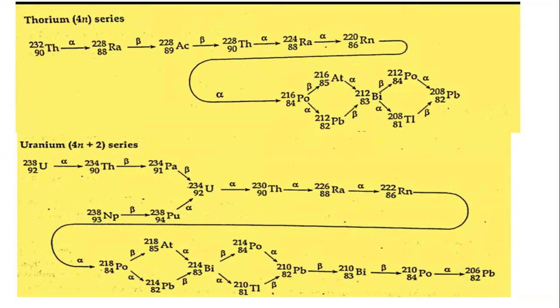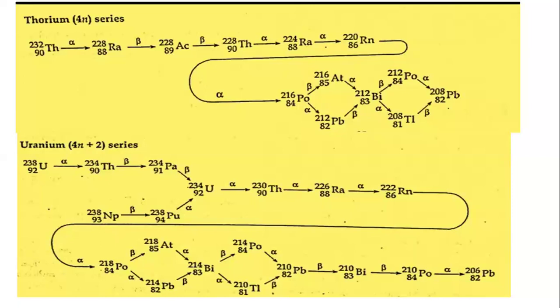In another way, it starts from neptunium 93, 238. Beta disintegration gives plutonium, and alpha disintegration gives uranium. Again, alpha disintegration gives thorium 90, 230, and again alpha disintegration gives radium 226, and again alpha disintegration gives radon 222. And again, alpha disintegration gives polonium 84, 218.